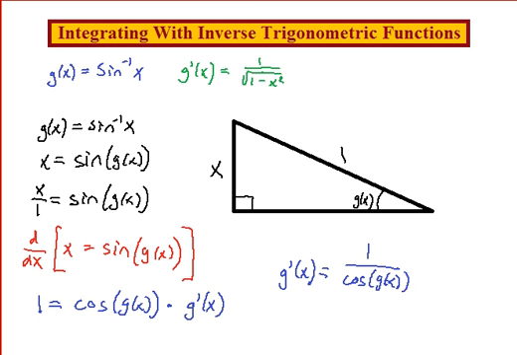Cosine is adjacent over hypotenuse. So we need to define the adjacent side of this triangle. What is this side right here? We can use the Pythagorean theorem to define this as the square root of 1 minus x squared. Cosine of g of x then is adjacent over hypotenuse, which is the square root of 1 minus x squared over 1. And my definition is set. This is the derivative of the inverse of sine.